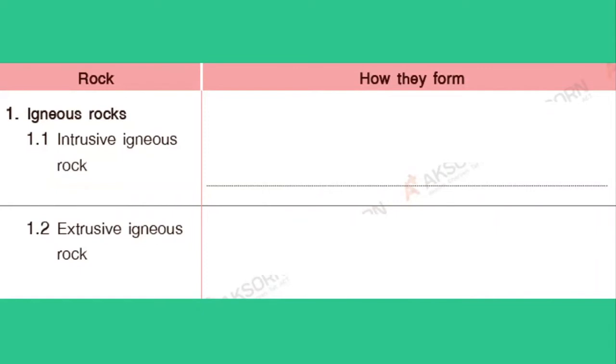Okay, all right, so let's go to our data. Record our data. Okay, so we have a table again. We have rocks. First it's igneous rocks and how they form. We have to describe how they form. By the way, we know that there are two kinds of igneous rocks, right? Two igneous rocks.